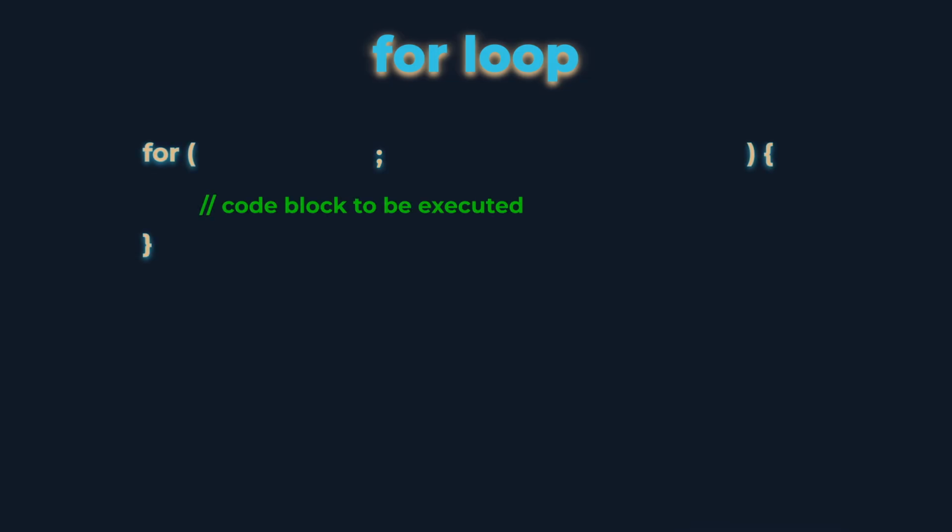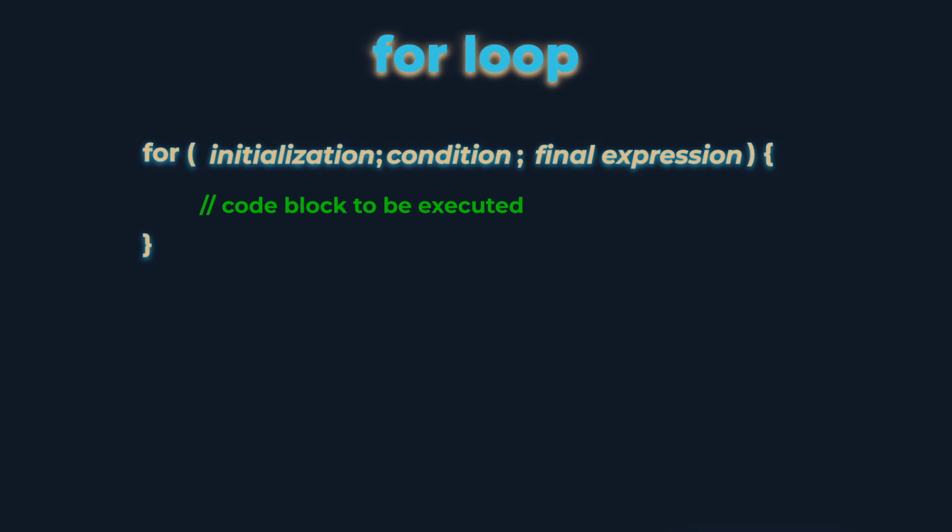It consists of 3 parts: initialization, condition, and final expression. First, initialization. This runs once at the start. We usually set a counter here. Second, condition. If this is true, the loop runs. If false, it stops. And finally, final expression. This runs after each iteration. Often we increment, but it can do any update. It can increment, decrement, increment by 2, or something custom.